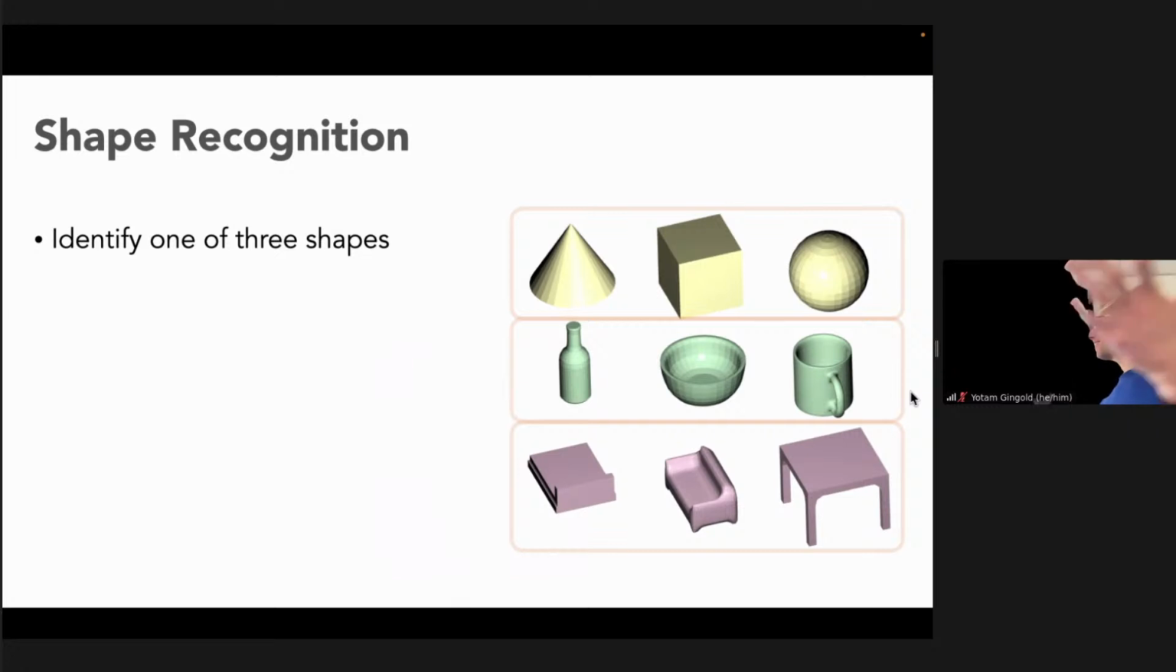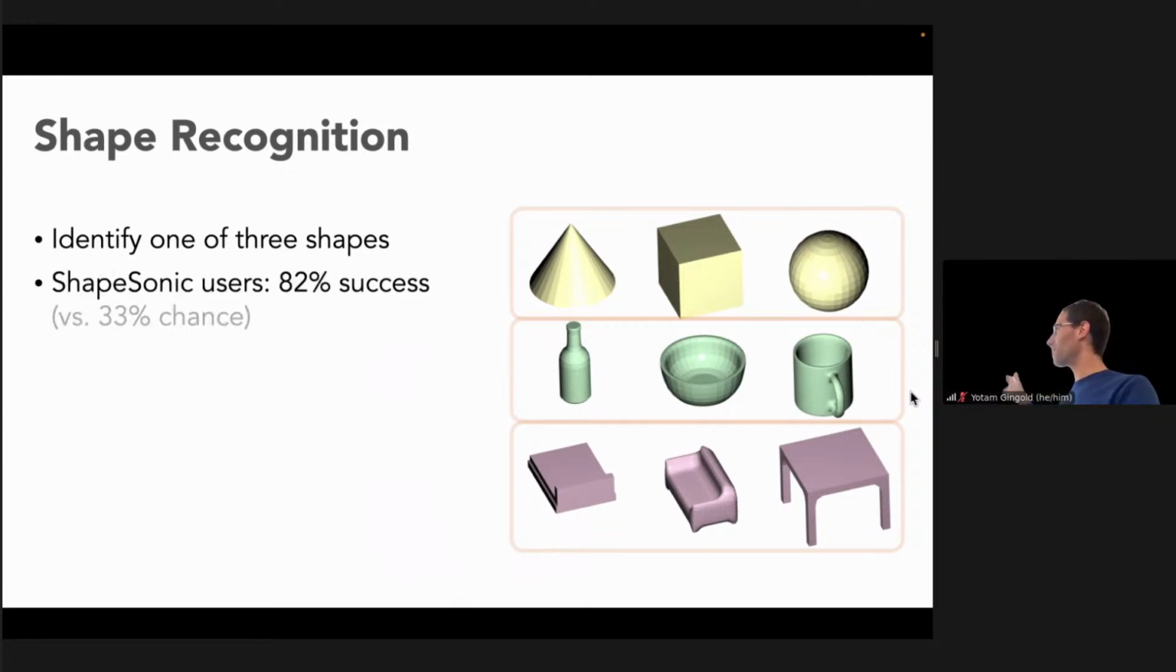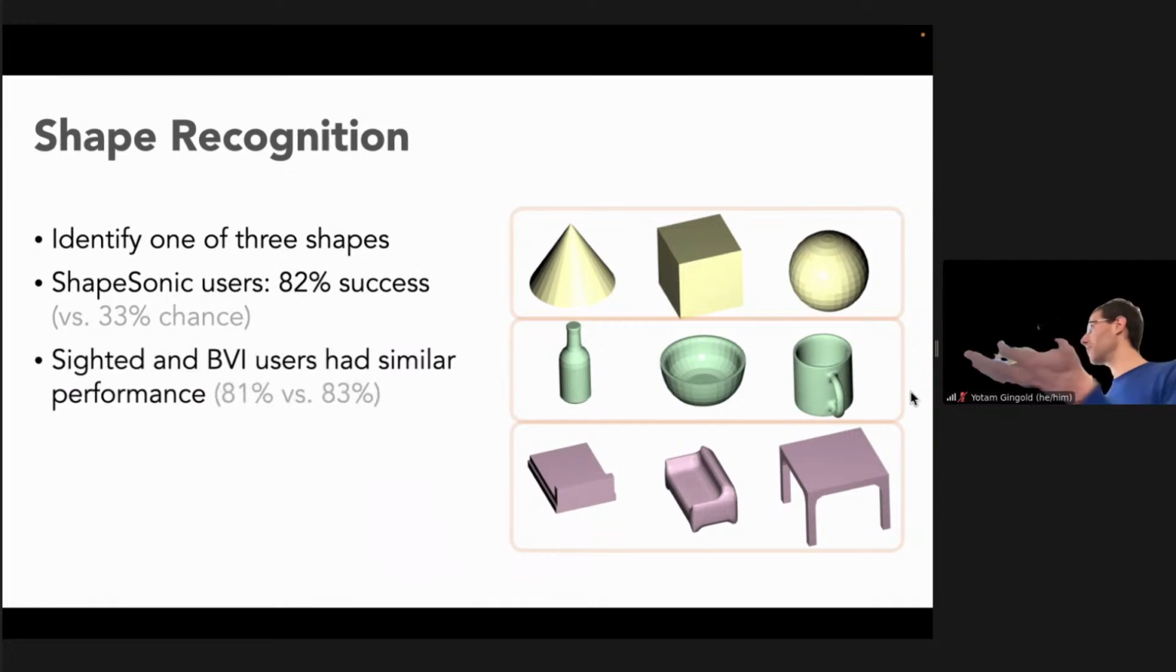But we could do it, right? So Shape Sonic users had an 82% success rate. If you were guessing randomly, you'd have a 33% success rate. So that worked. And sighted users and BVI users had similar performance. That's interesting.